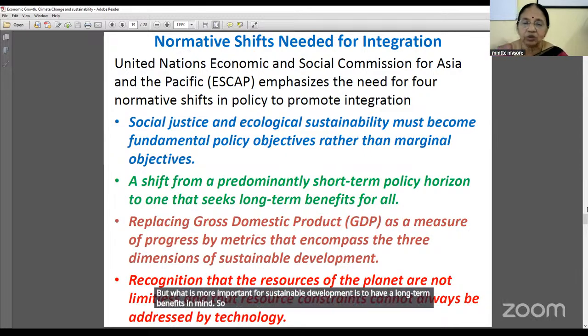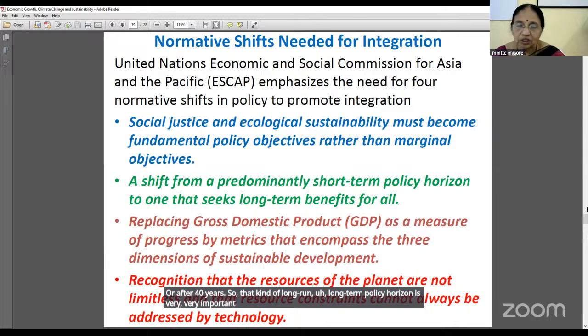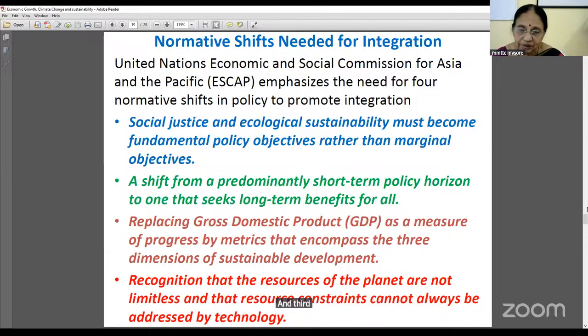What is going to happen, how it is going to affect after 15 years, 20 years, 30 years or after 40 years. That kind of long-term policy horizon is very, very important. So policymakers should shift from short-term policy horizon to long-term policy horizon. And the third one is replacing gross domestic product as a measure of progress with one that encompasses three dimensions of sustainable development.